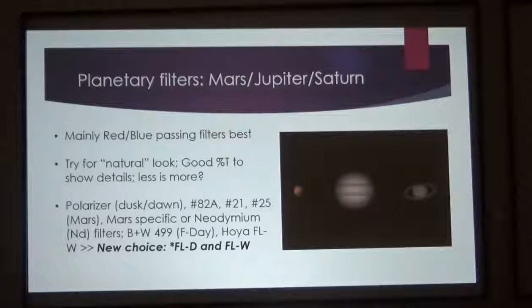So the idea here is to try and have a natural look, especially when you're visually observing, and you want as high a percentage transmission as you can get. And this will vary depending on your aperture. Like if you have a large dob, you can get away with throwing away maybe a little bit more light, depending on the seeing and how much magnification. If you've got a small refractor, say an 80 millimeter, or something like that, you've got to be a little careful how much light you throw away because you can't get it back.